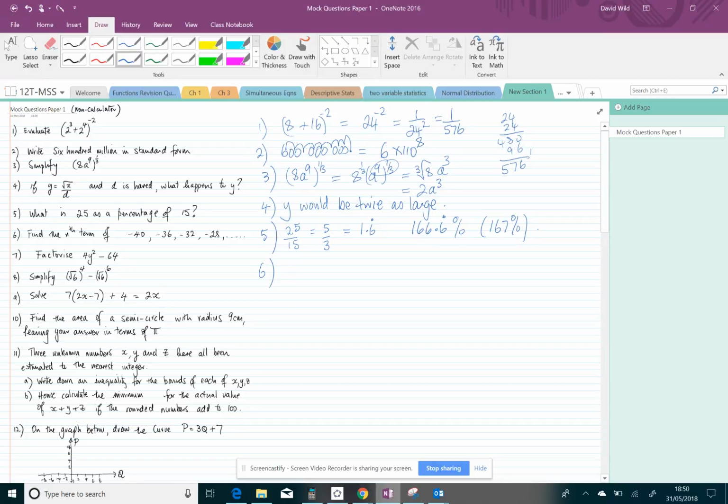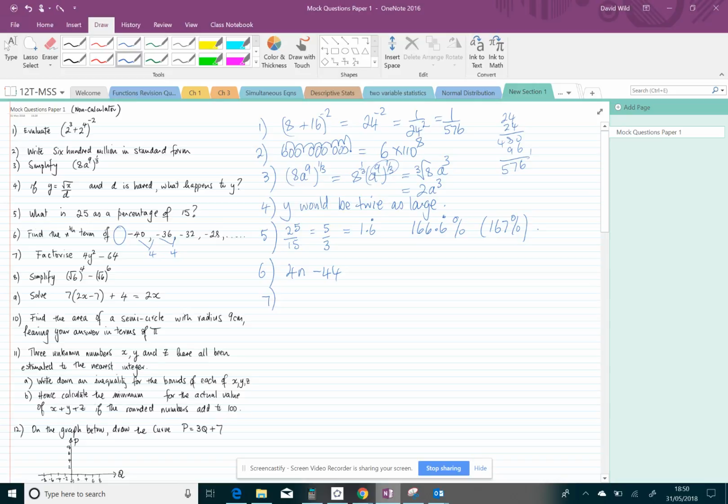Question 6. Find the nth term of these. Right, so they're going up in 4s, so the common difference is 4. So we've got 4n, and then the 0th term is the term that would go here. So this needs to be minus 44. So we've got minus 44 here.